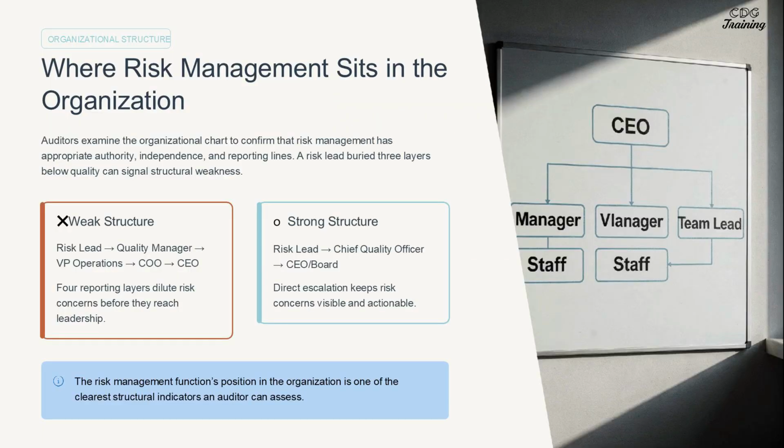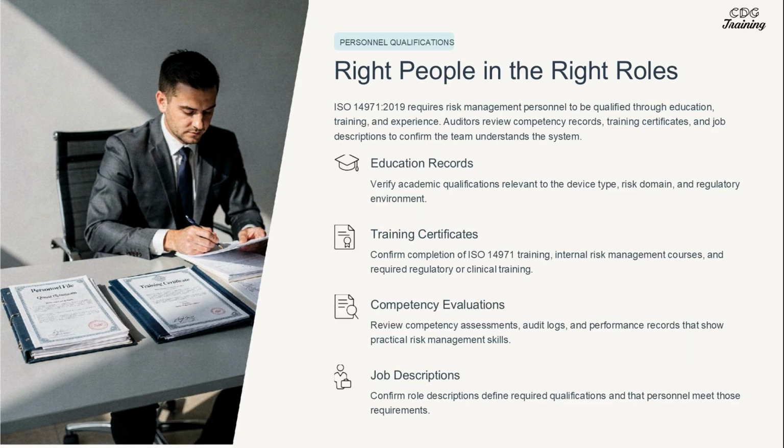Auditors examine the organizational chart to confirm risk management has appropriate authority and independence. A strong structure supports effective risk management and addresses potential weaknesses. ISO 14971-2019 requires qualified risk management personnel through education, training, and experience. Auditors verify competency records, training certificates, and job descriptions to ensure understanding.